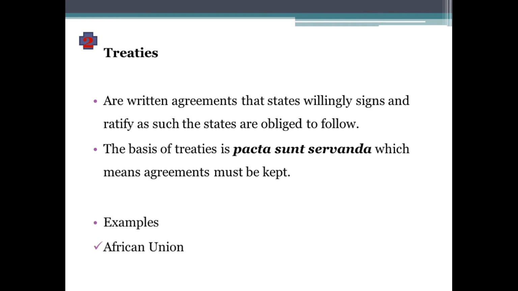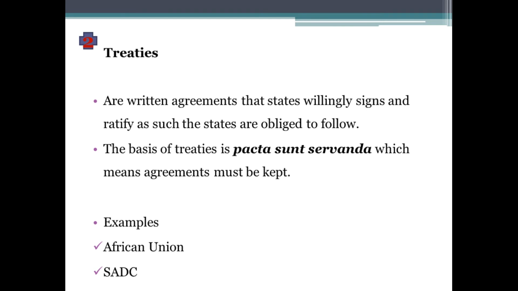The examples I have for you: African Union. The African Union was signed by 55 members. It is concerned with the international relations, political, economic, and socio-cultural areas of those nations involved, including eradicating preventable diseases and promoting good health on the continent.